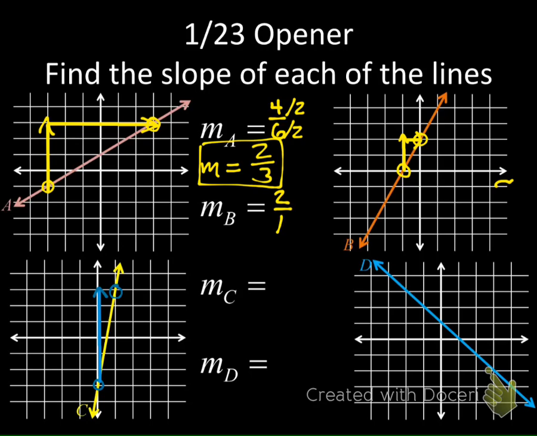That's 1, 2, 3, 4, 5, 6. So that's rise 6 and run 1. And what does that look like then? My slope. 6 over 1. Perfect, because I rose 6 and I ran 1. Okay?